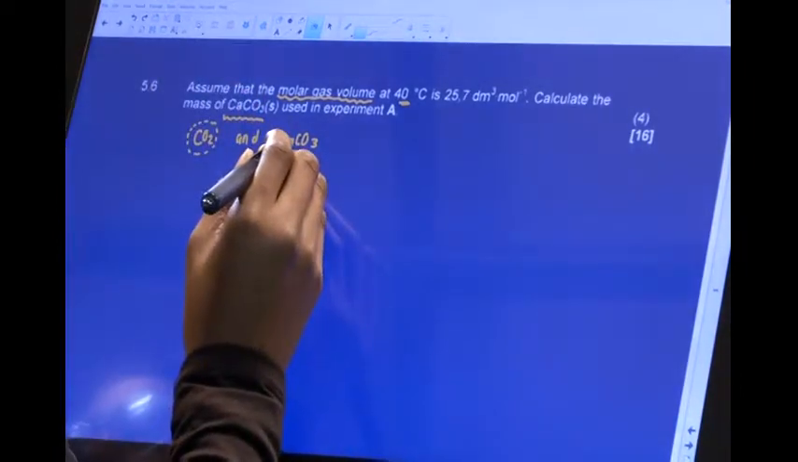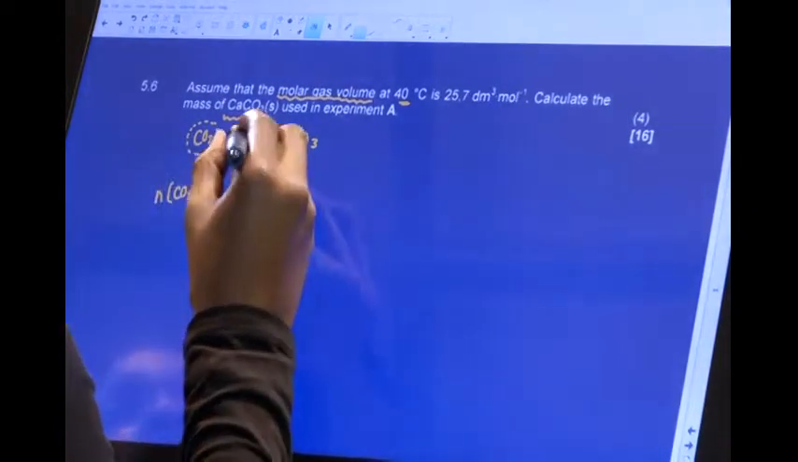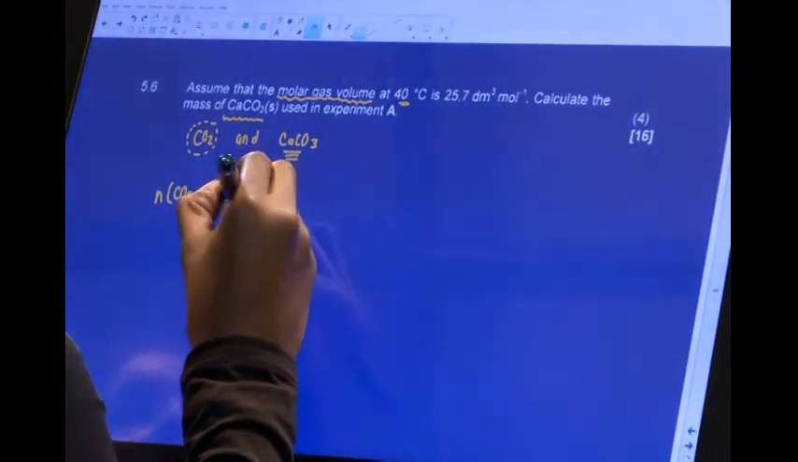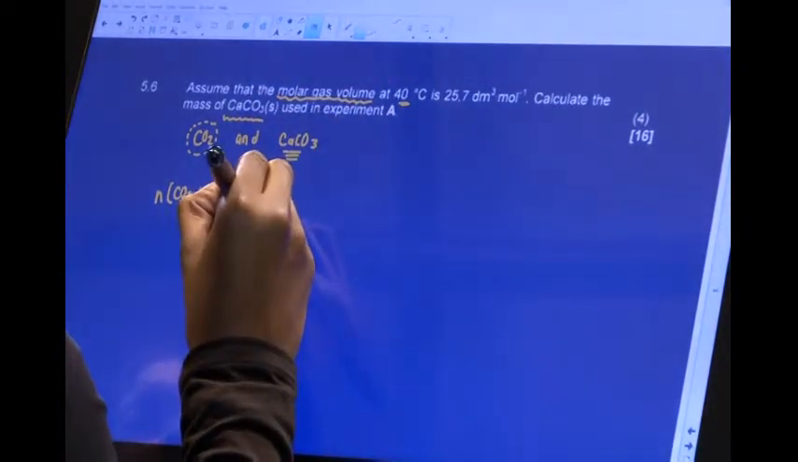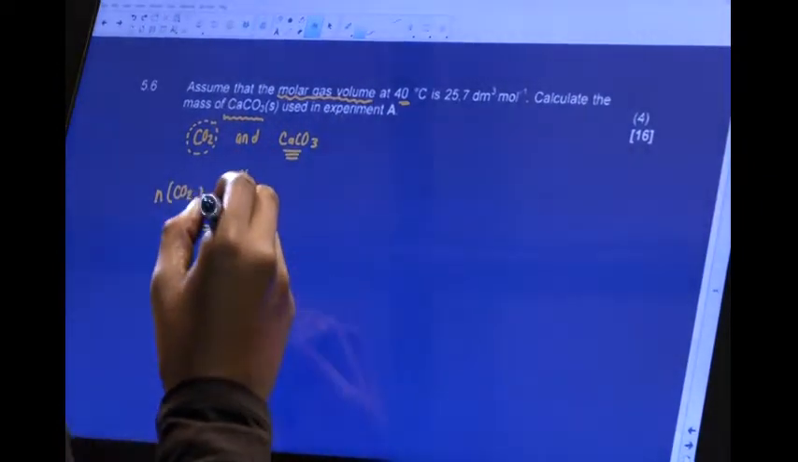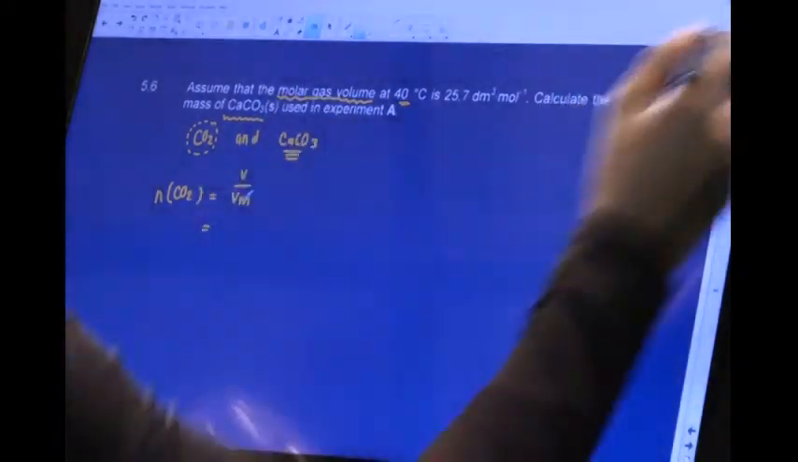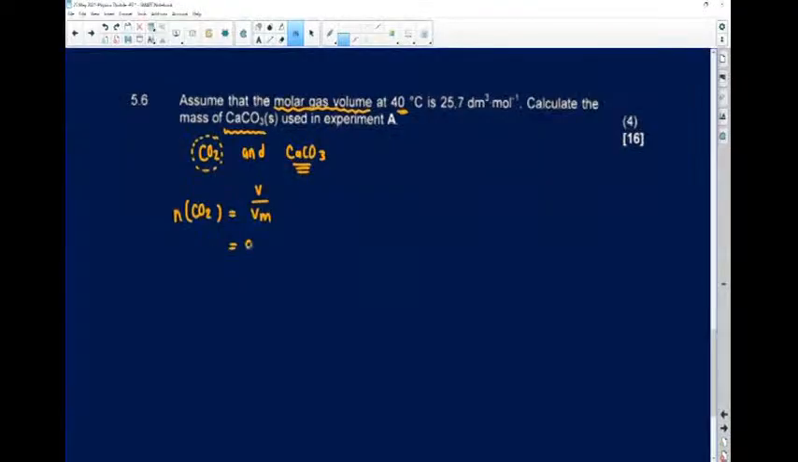So I'm going to use my mole ratios. I'm going to say the moles of CO2 is equal to V over my gas volume, which is Vm. And then I know that the volume given is 500 cubic centimeters. I'm going to divide that by 1,000, and then I'm going to get 0.5, because volume must always be in cubic decimeters. So I just did a conversion factor of that. And then I'm going to take the 27, because that is my molar gas volume that is already given to me, which is then 25.7.